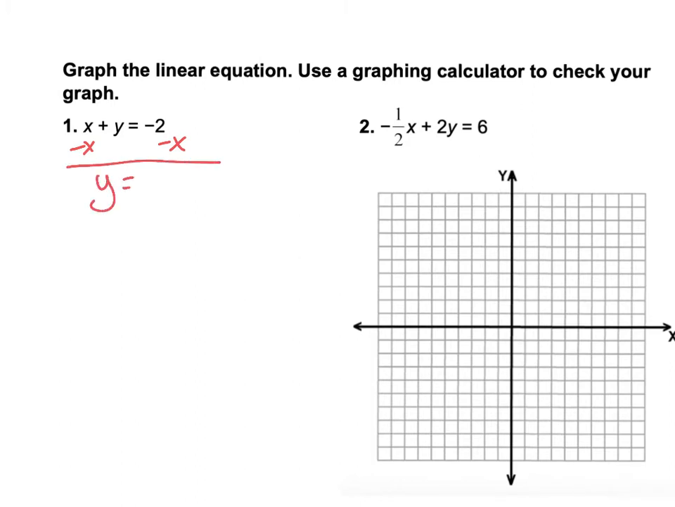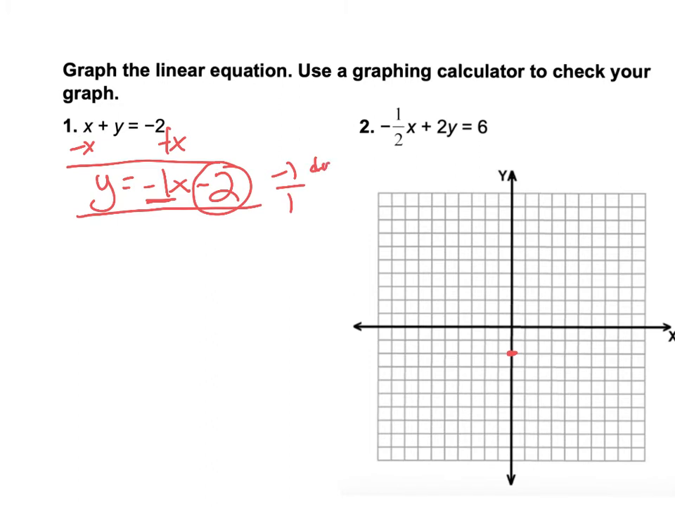I get y equals negative 1x. There's a 1 in front of there. And it's a negative 2, so it would be a minus 2. Y equals negative 1x minus 2. Here's my y-intercept, negative 2. My slope is negative 1, so it's a negative 1 over 1.